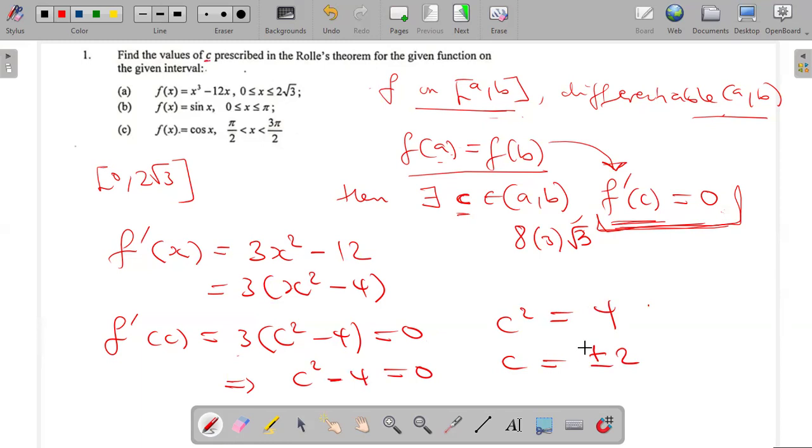Now, they're telling us to find the value of that c, and look at the interval which we've been given. We're working with a positive interval, meaning we can't have a negative value. Thus, our c is just going to be equal to 2. So this is our c.